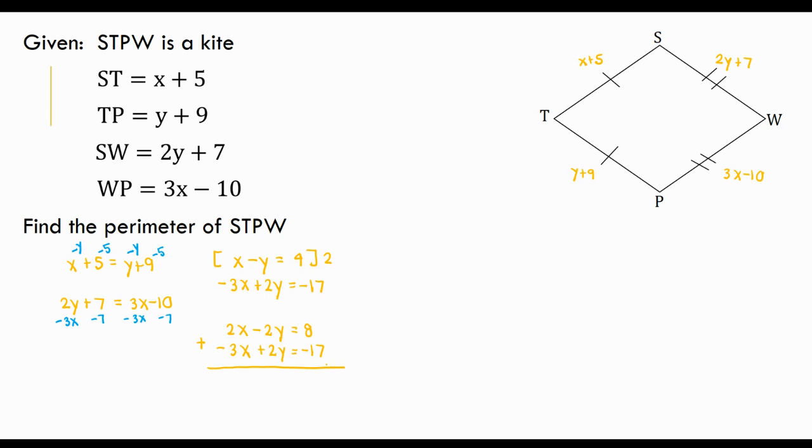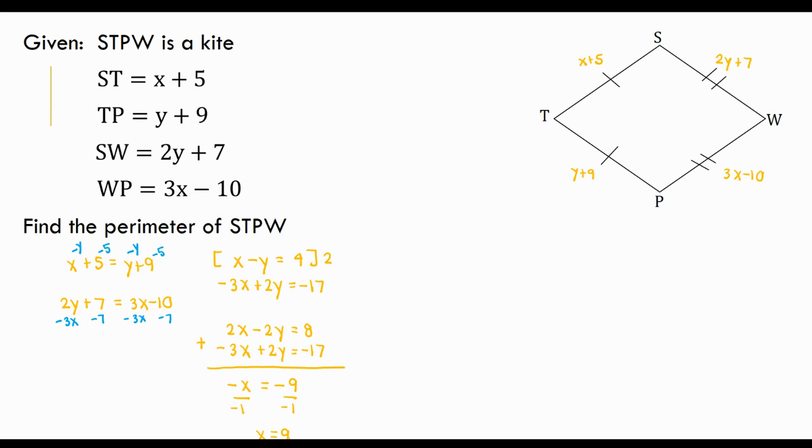So when I'm adding these, I'll have negative x equals negative 9. Then divide by negative 1, and I get x to be positive 9. Remember, it's okay if x was actually negative, only if when I plugged it in, my segments don't end up being negative lengths. There is no such thing as a negative length.